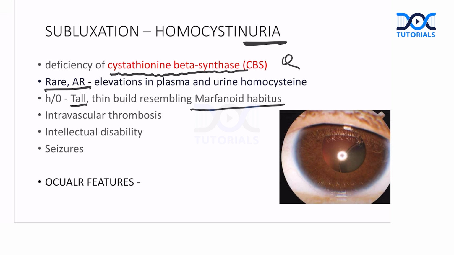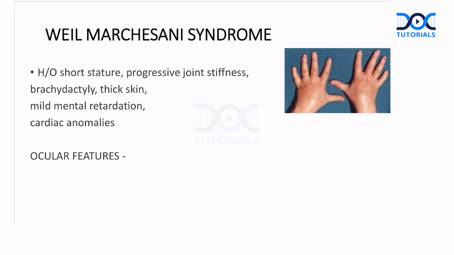Now how does the patient present? I hope you know there is diplopia. Yes, there is diplopia. But what is the systemic finding? The patient will have intravascular thrombosis, intellectual disability, and the patient may have mental retardation with seizures also. Okay, remember. So ocular features will be mostly inferonasal subluxation. Very, very important. Remember this question.